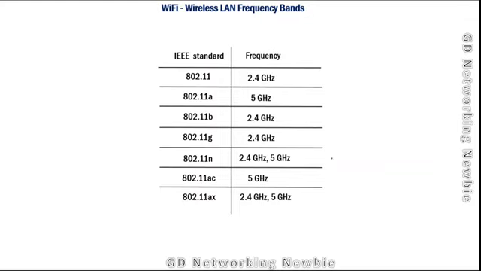Now these are the different IEEE standards which use 2.4 or 5 gigahertz. Let's see which IEEE standards actually use the 2.4 gigahertz band. You can see here 802.11, 802.11b, and 802.11g. So these are the standards which use 2.4 gigahertz. And then these are some other IEEE standards which use 5 gigahertz. You can see there are some standards like 802.11n, which uses both 2.4 as well as 5 gigahertz.